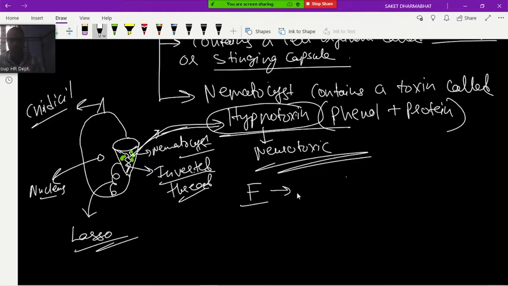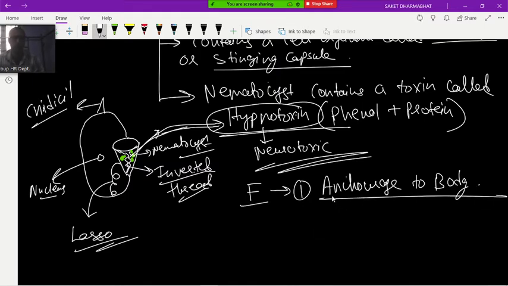Okay, so the functions of the nidoblast cell we will see. The first function of nidoblast cell is what? Provides anchorage to the body. Anchorage means what? Grip. Yes, very good. Grip to the body.